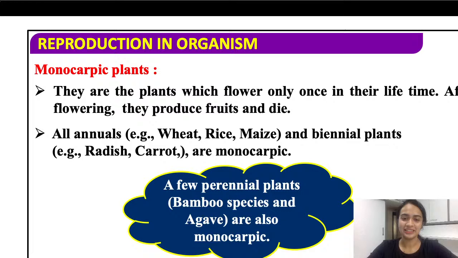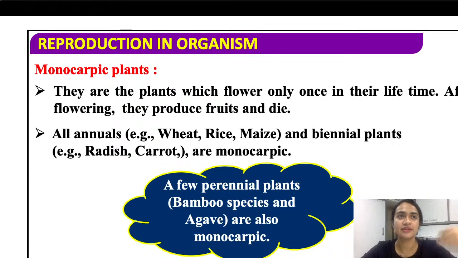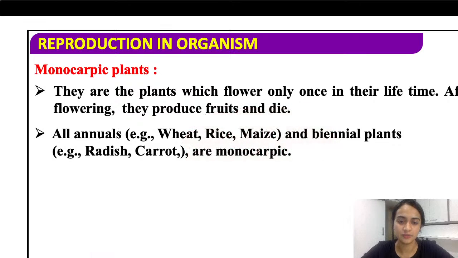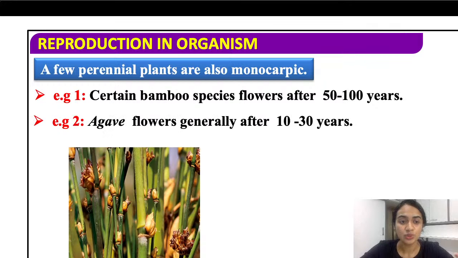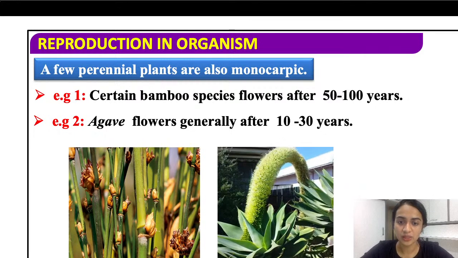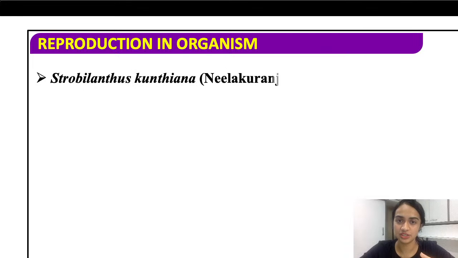I did not tell you what perennial plants are. Perennial plants are those which, throughout their lifetime, will take a lot of years, like 50, 100, so there is no time limit, like it will do it in 1 year or 2 years. It takes a long time, but it will fruit only once. Hence, it is monocarpic. Not all perennial plants are monocarpic. Bamboo and agave are the two which are monocarpic, and these two you have to remember from the objective point of view.